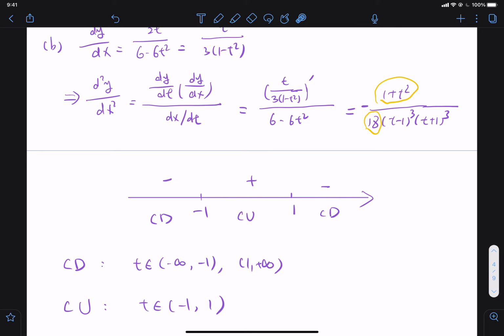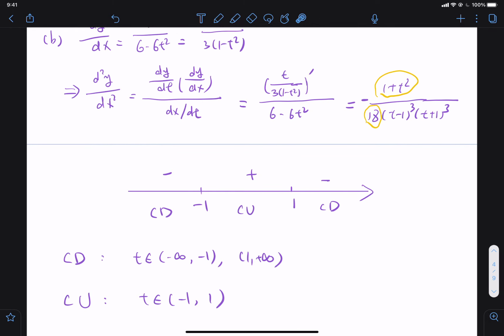And now we look at the interval from -1 to 1, right? In this interval, this t minus 1 is still negative, but this t plus 1 is positive. So we have positive, negative, positive, and overall that is positive. Okay, so the curve is concave up. And in a similar manner, in this interval, you're going to have a negative sign. So it's concave down. Okay, concave down.